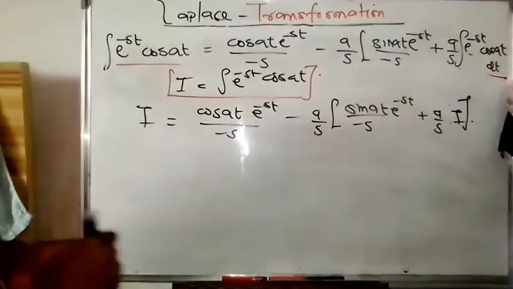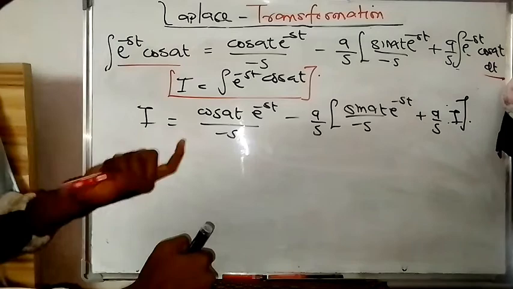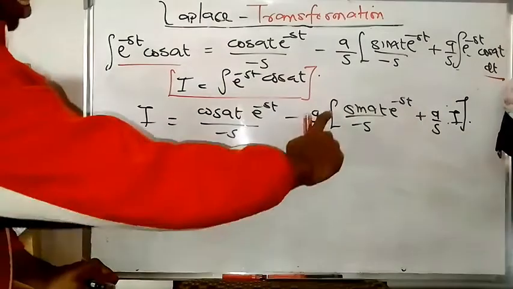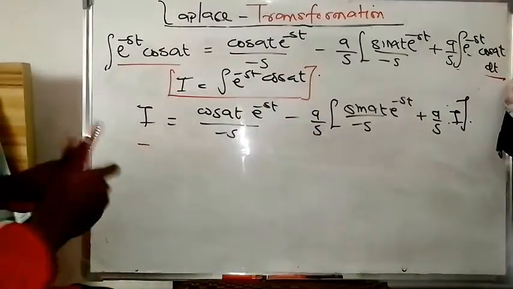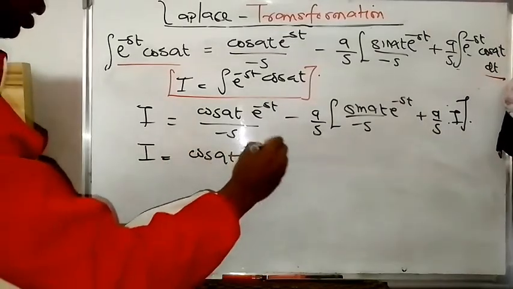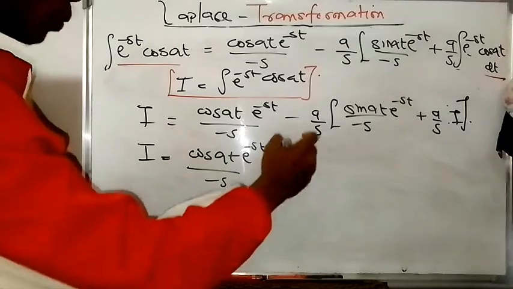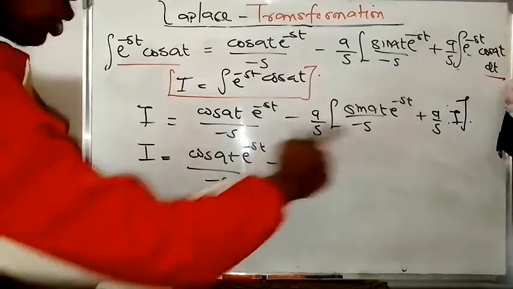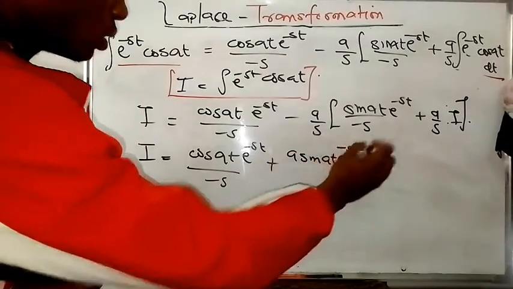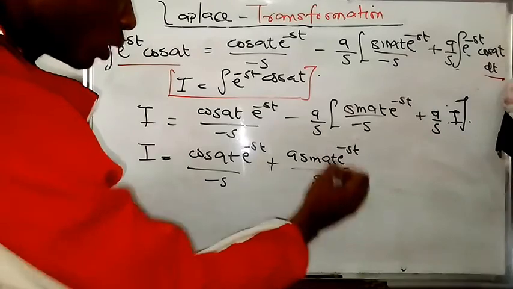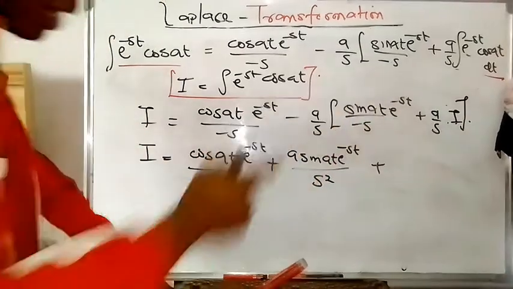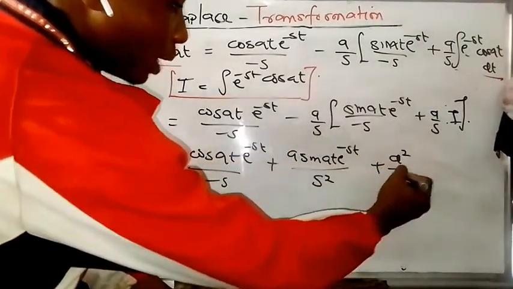This is exactly the same process we did in our last video when we were trying to get the Laplace of sine at. So it's actually the same process. Multiplying through by a/s, we have I is equal to cos at e^(-st) divided by -s, multiplying through by a/s. Minus and minus is plus. So this is plus a sin at e^(-st) divided by s times s, we have s squared. Plus minus a/s times a/s times I, we'll be having a squared divided by s squared I.